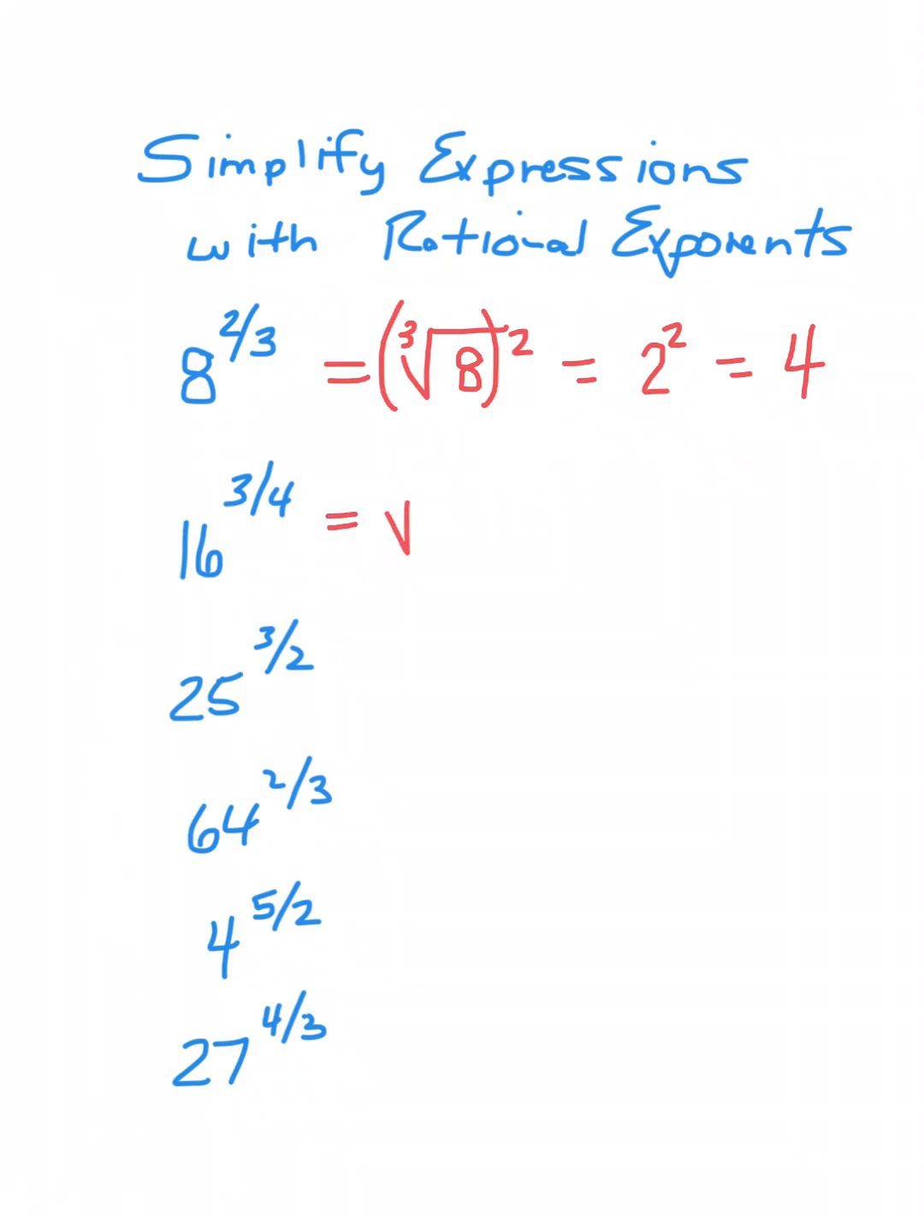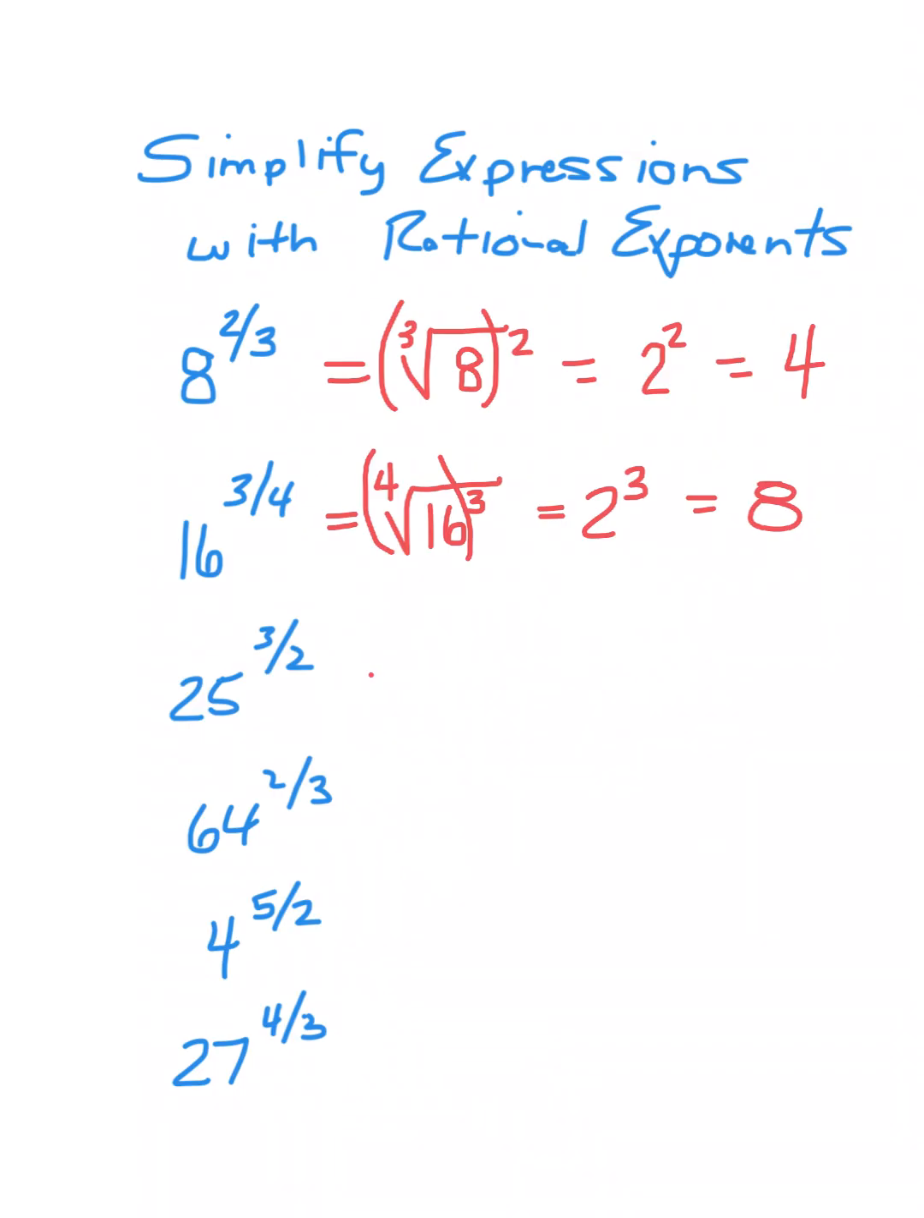16 to the 3/4 power, we'd have the 4th root of 16 to the 3rd power. And again, we should do the root first because that'll make it smaller. The 4th root of 16, looking at that x to the 4th column up there, would be 2. So this would be 2 to the 3rd, which would be 8.